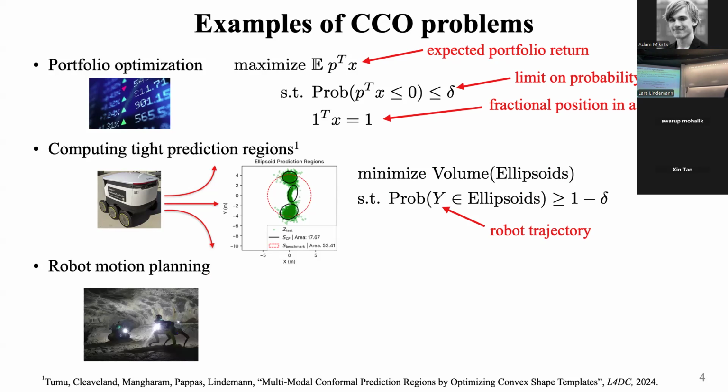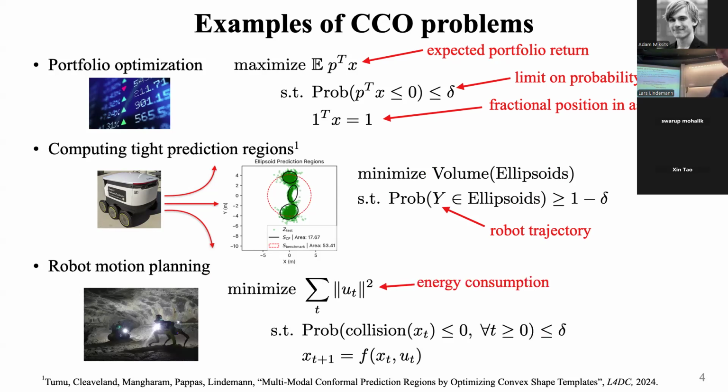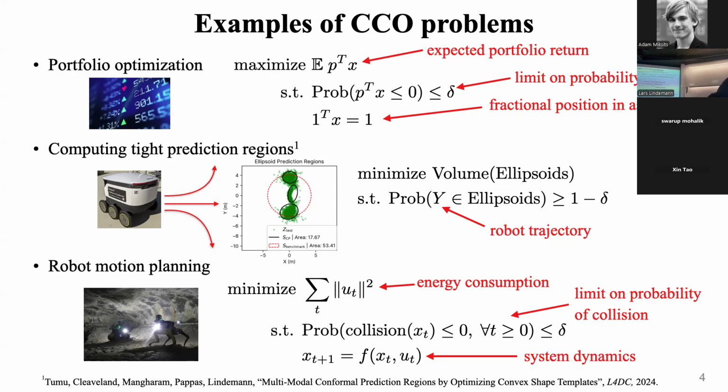Or you could do robot motion planning. For instance, you may want to minimize energy consumption subject to limiting the probability of a collision, subject to your system dynamics, right? And this, I guess, is closer to us a little.